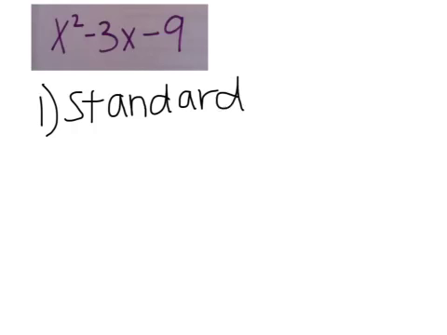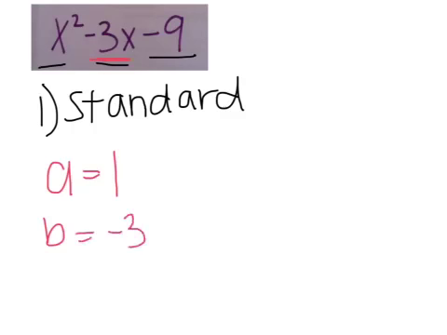Standard form, ax squared plus bx plus c. It is already in standard form, so we can determine that a is equal to 1, b, right here, would be equal to negative 3, and c is equal to negative 9.